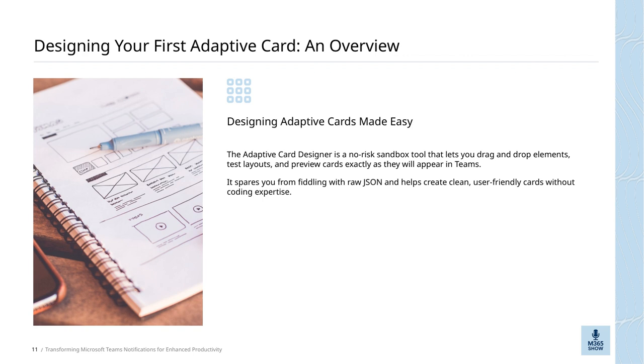no guesswork involved. This saves you from the hassle of fiddling with raw JSON code, which can be quite complex and error-prone. Instead, you get to focus on creating clean, user-friendly cards without needing any coding skills. Overall, this tool makes designing adaptive cards much easier and more intuitive. It aligns perfectly with our goal of transforming notifications into more effective, engaging, and productivity-enhancing communications within Microsoft Teams.